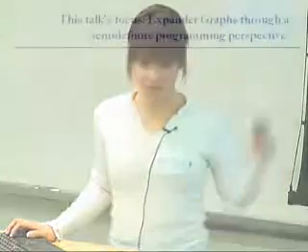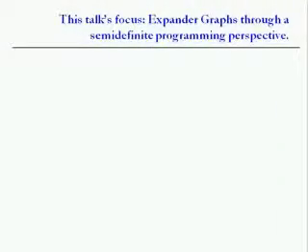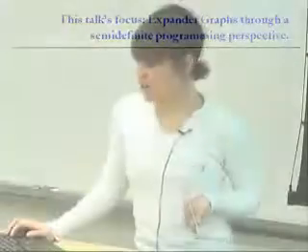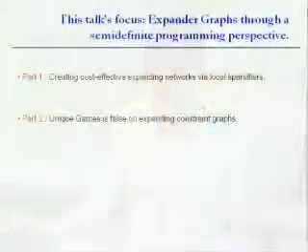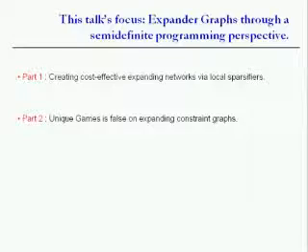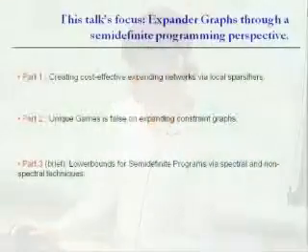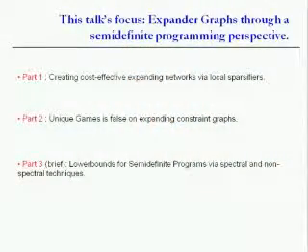I'm going to give you how the talk is going to be structured. I'm basically going to look at expander graphs through semi-definite programming, going back and forth between spectra and expansion. The first part is recent work on creating cost-effective expanding networks via local sparsifiers, which I'm going to define. The second part is about the Unique Games Conjecture, which is false on expander constraint graphs. The third part is just a slide with two of my papers explaining lower bounds for SDPs, if I have time, but maybe not.